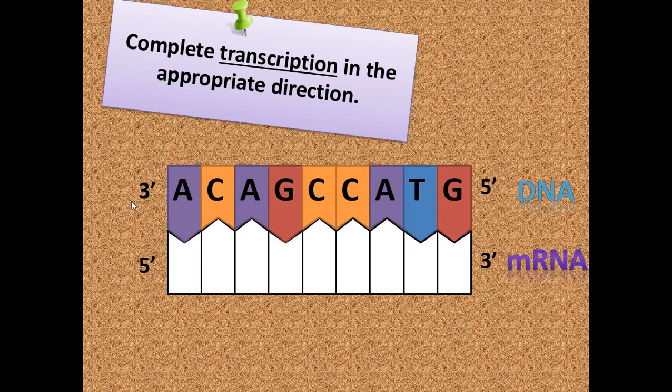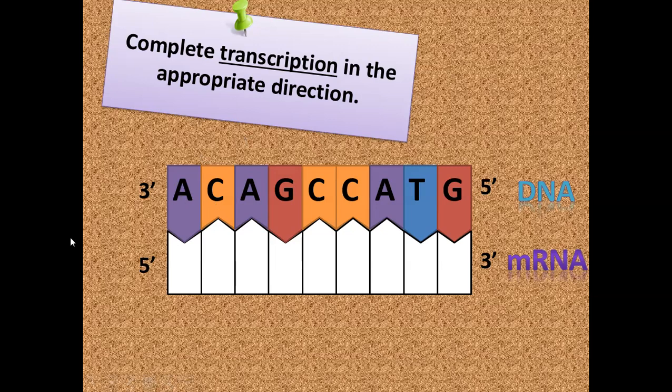All right, so here we go. We'll do a little practice here. So we're going to complete the process of transcription in the appropriate direction. So here is my DNA strand. We can pretend it's already unzipped by the helicase. So basically, we're going to be the RNA polymerase. We're going to come in and add the complementary bases, but we have to go in the right direction.